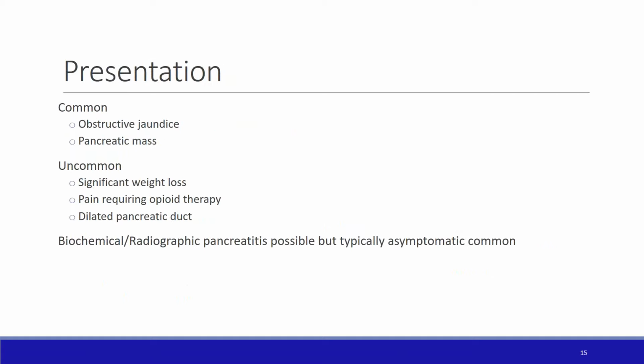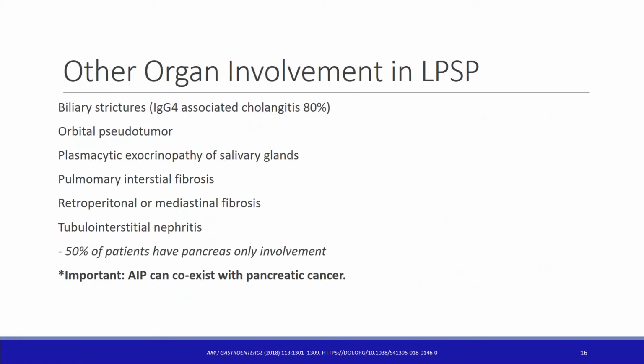So how do these patients present? Typically obstructive jaundice, oftentimes with a pancreatic mass. It is not common for patients to have significant weight loss, to have pain that requires opioids, and to have a dilated duct. That being said, in the case I presented, the patient had significant weight loss. Pancreatitis, either biochemically or radiographically, is common, but these patients are not often symptomatic. This is often an asymptomatic presentation. And acute recurrent pancreatitis is more common with the IDCP.